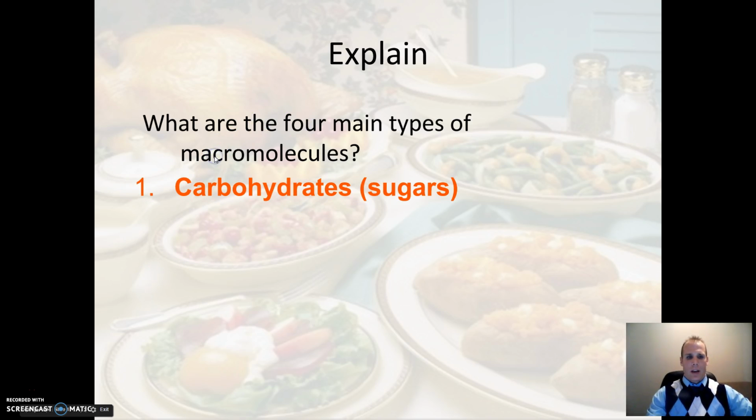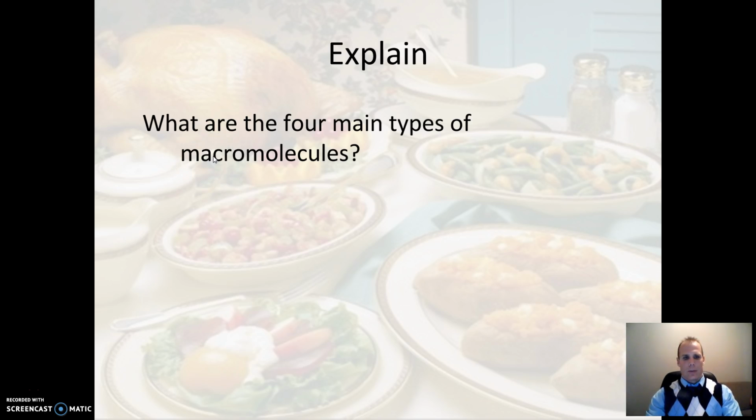If you look at this part of the word right here, macro is the opposite of micro. It means large, and molecules, that's what this part is. So, what are the four large, important biochemical molecules in your body? Let me ask it a different way. What are the four macromolecules we put in our body? What are the four things that we talk about chemistry-wise when we eat?